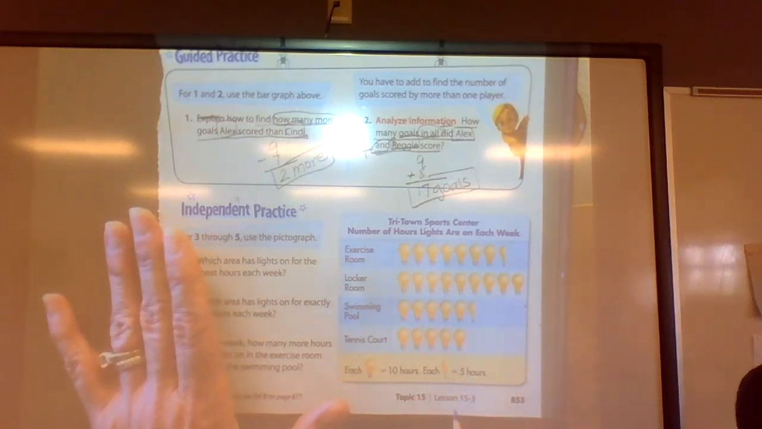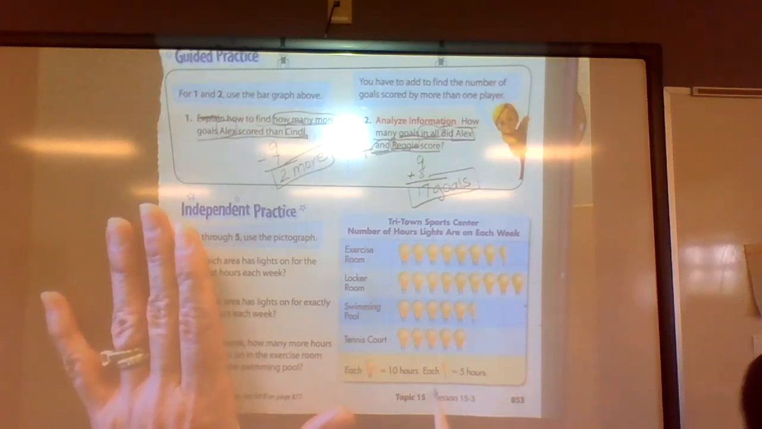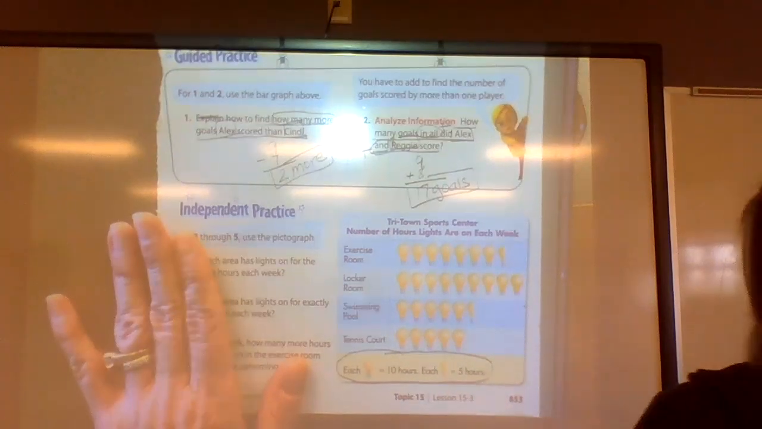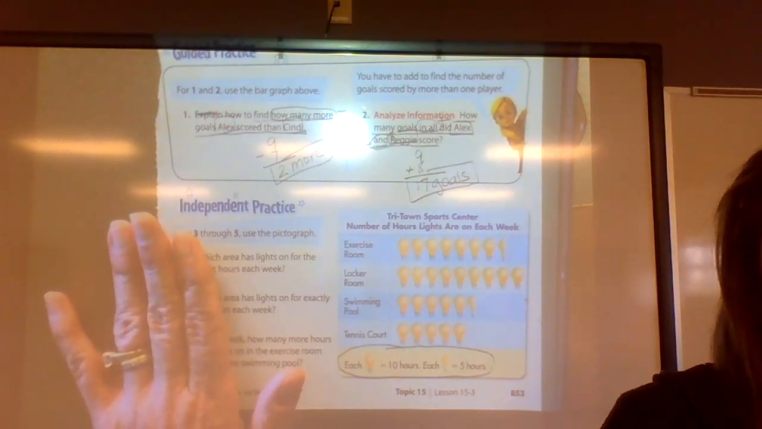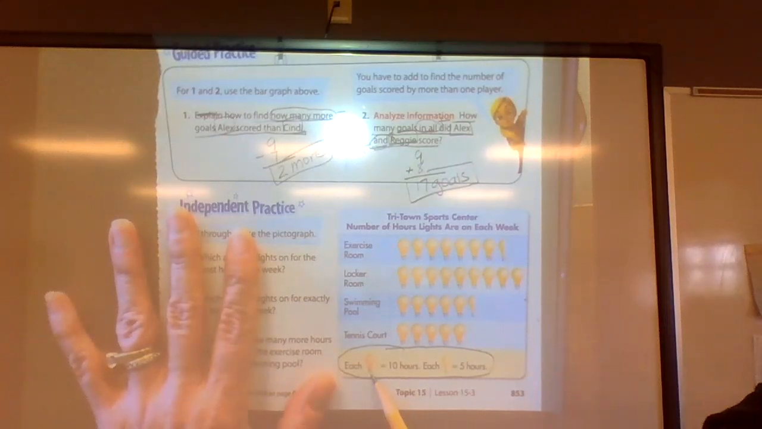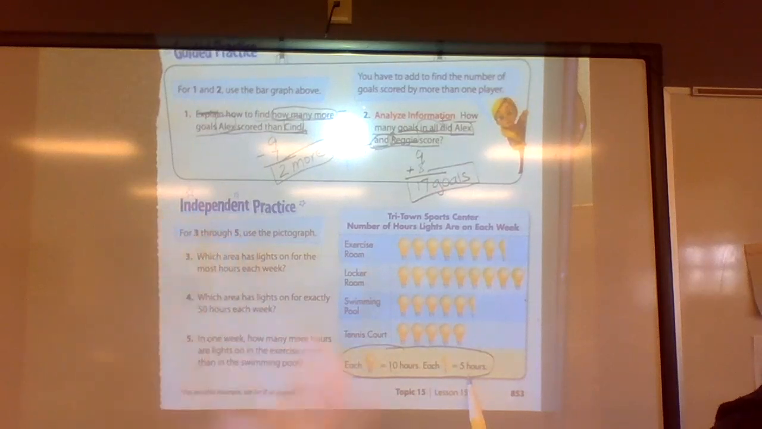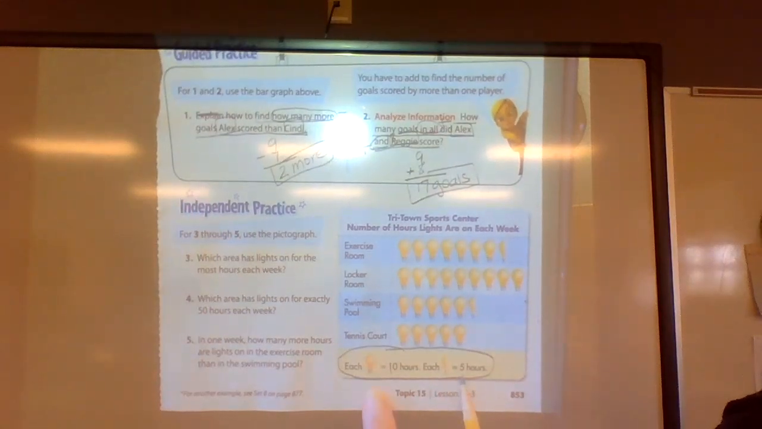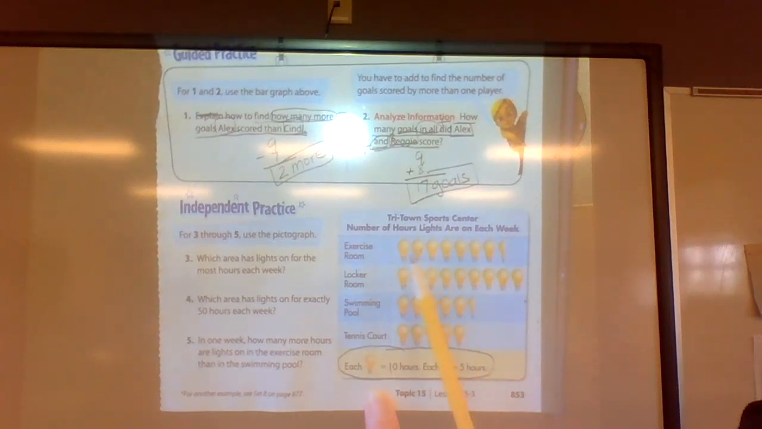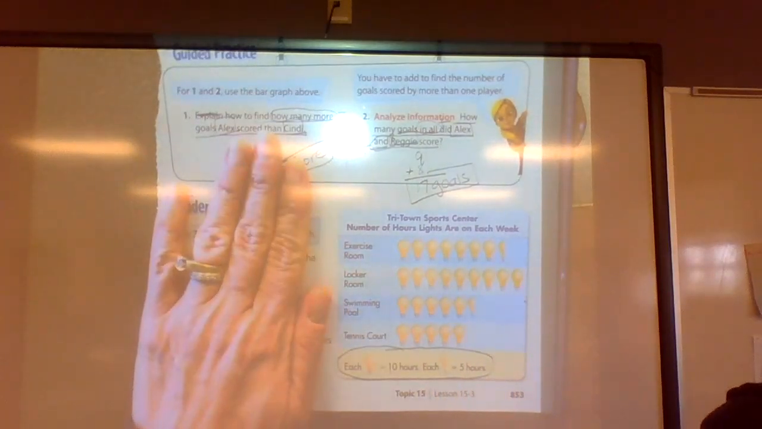Now, the thing about a pictograph is there is a key, like you might have on a map. Okay, each symbol doesn't always represent one. In third grade, it almost always doesn't. Okay, it's telling us here that each light bulb equals 10 hours, and each half of a light bulb equals 5 hours, which would make sense that half of 10 is 5. If you cut 10 in half, you get 5. So we would have to figure out how many light bulbs, and we're going to label this pictograph before we even look at the questions.